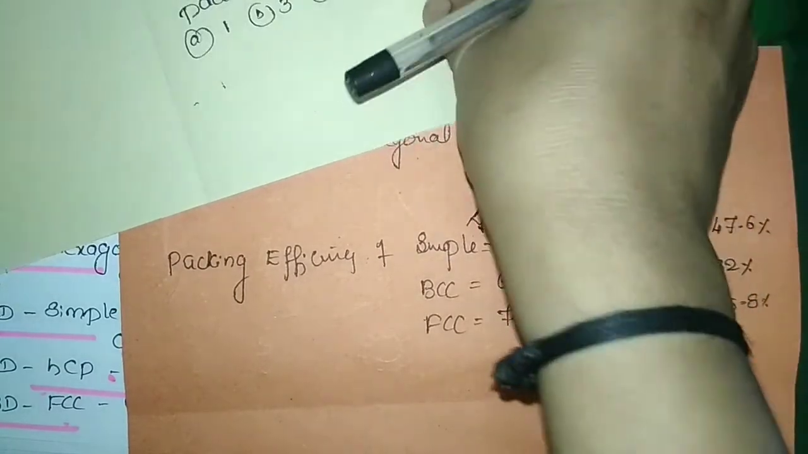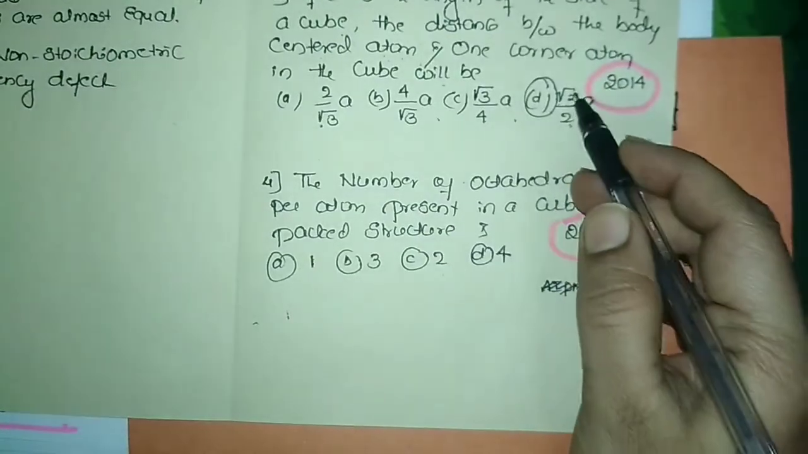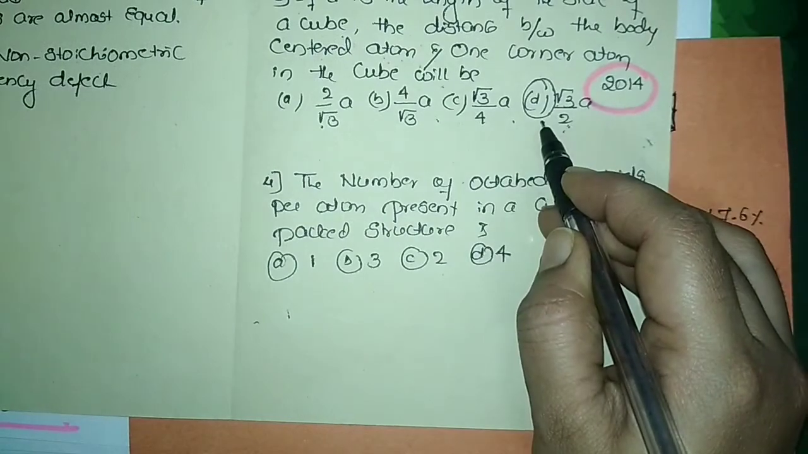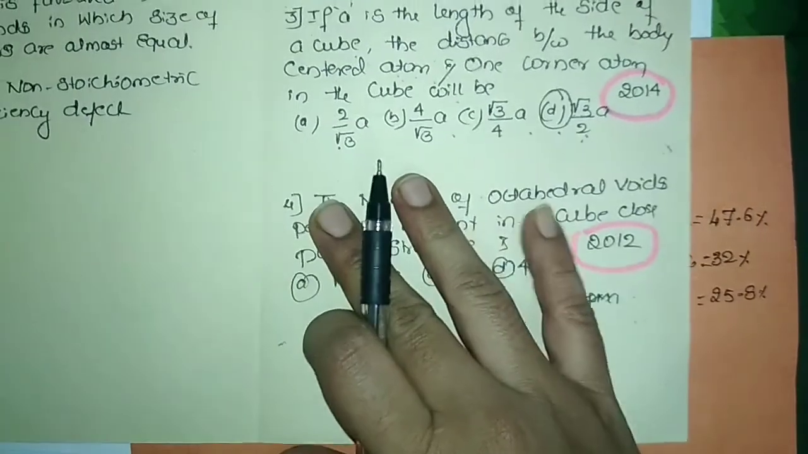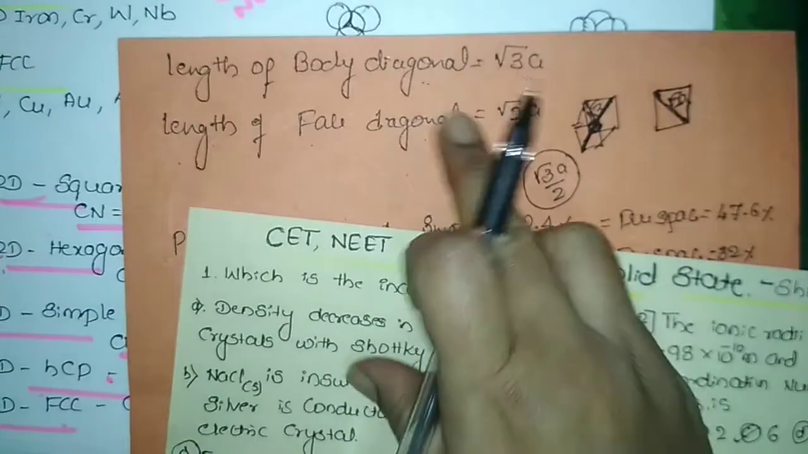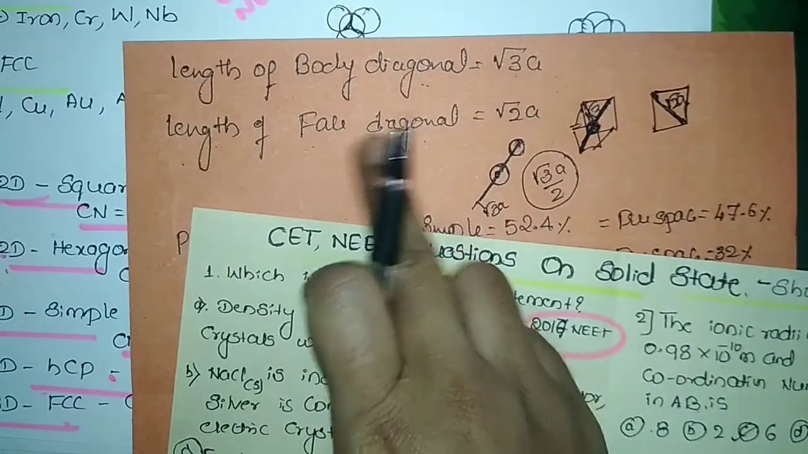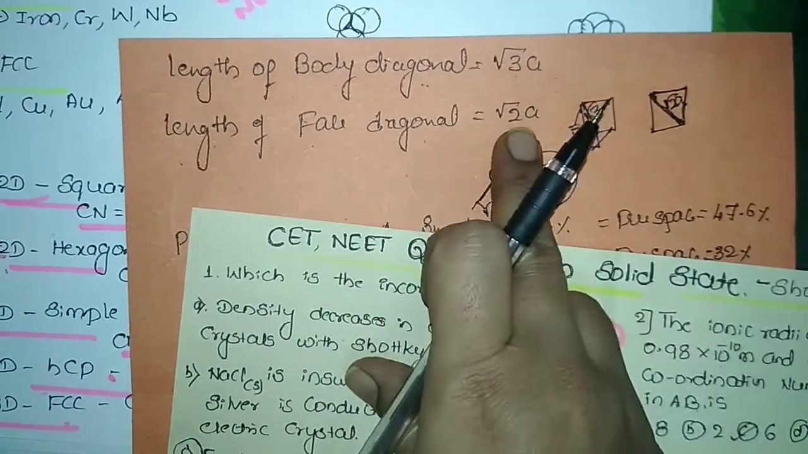So the option is root 3a by 2. Option D is the correct one. You have to remember those two values. And half of the face diagonal is root 2a by 2, like that.